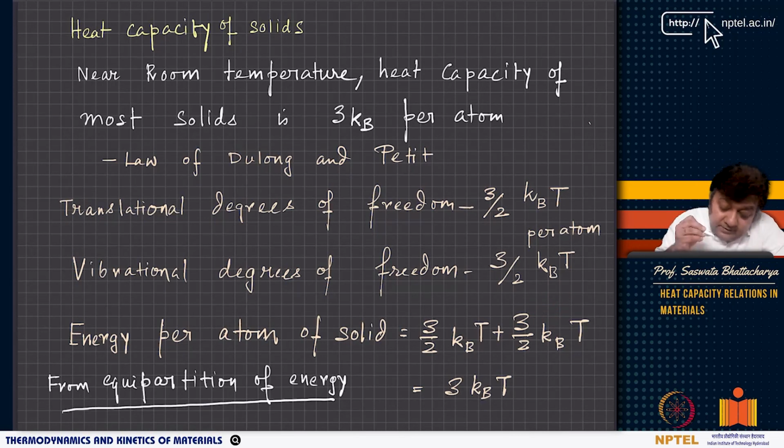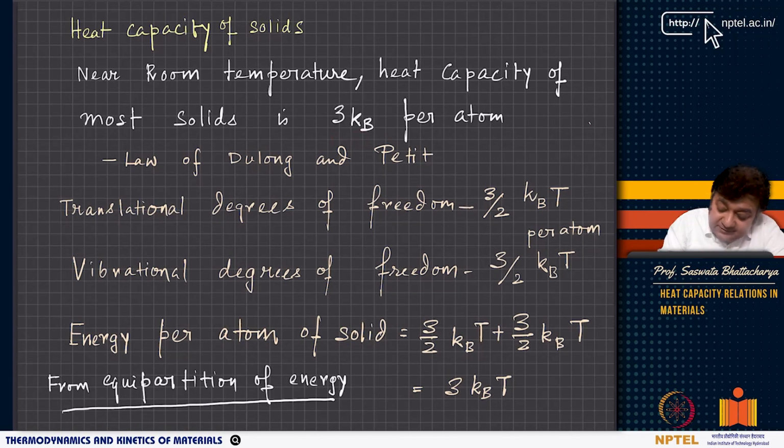Now, if you look at that, you have 3/2 kBT from the translational degrees of freedom, and from the vibrational degrees you have another 3/2 kBT. So the energy per atom of a solid we can generally write as 3 kBT. Heat capacity is dU/dT, so basically it is given as 3 kB.